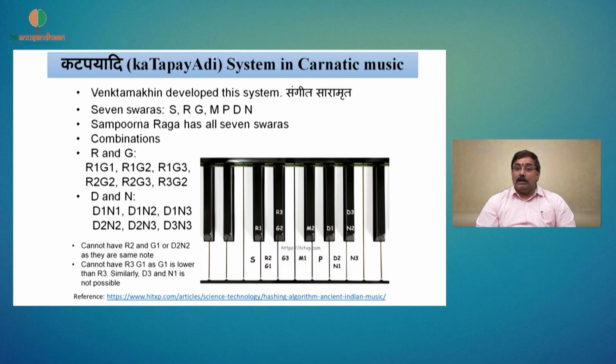In fact, Venkatamakhi in the 17th century used this system to develop a coding system for Carnatic music in his book called Sangeeta Saramruta. He used what is known as the Kattapayadi system for encoding the Melakarta ragas. Melakarta ragas have all the 7 swaras in them. So Sari, Gama, Padani, they will have all the 7 swaras. And then there are 72 possible Melakarta ragas.